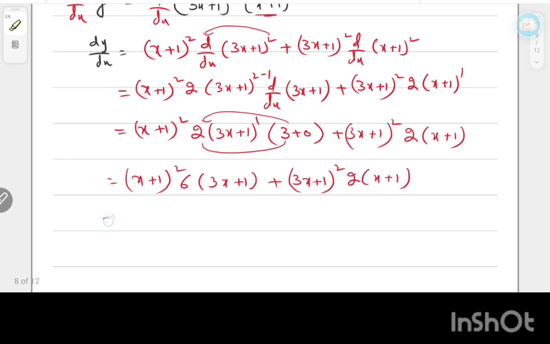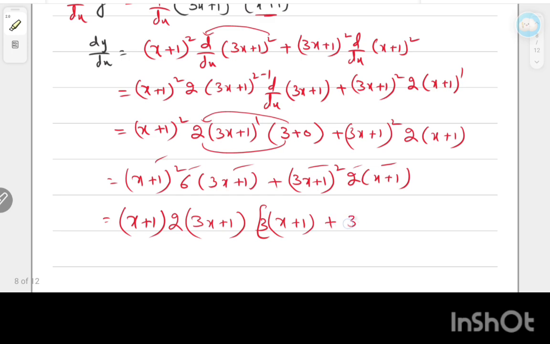I think that is enough. We have one more thing: we take common factors, and the similar answer we can also write in this form. There is (x plus 1), there is 2, there is 6, so 2 is also common, and (3x plus 1) is common. What is the remaining term? Here (x plus 1) is remaining and 3 is remaining. On this side, the only remaining term is (3x plus 1). Okay, very simple.